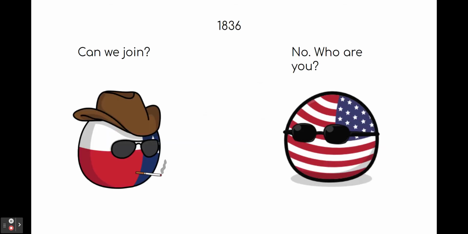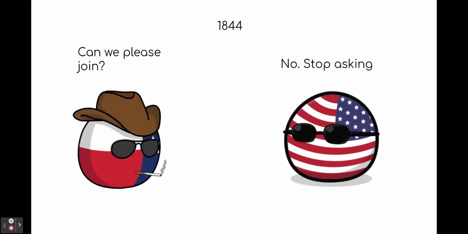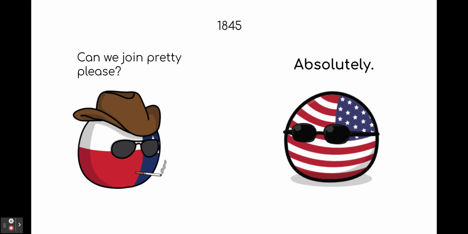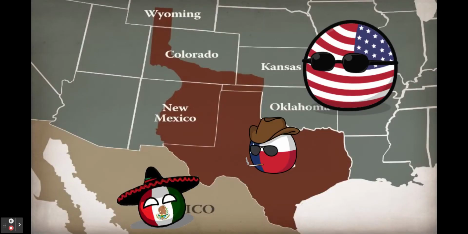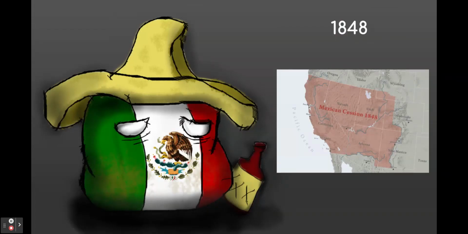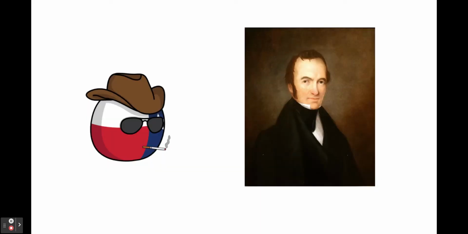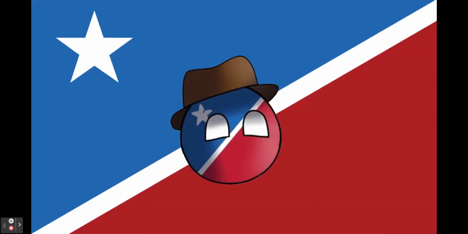From 1836 to 1844, they were declined entry into the United States, until 1845 when the United States finally said yes to annexing them. Mexico now goes to war. The United States just annexed Mexican land that isn't really Mexican land, but is still Mexican land in the eyes of Mexico. Mexico was destroyed in the Mexican-American War and lost half of its territory in the Mexican Cession. Remember Stephen F. Austin? Texas named the capital after him. The capital is now Austin, Texas.